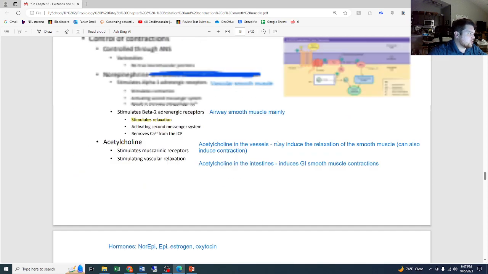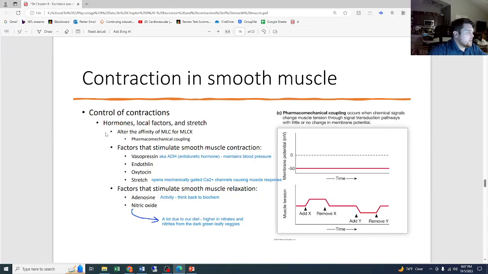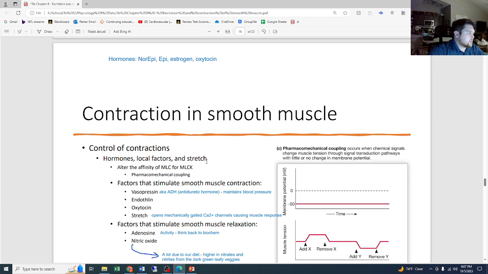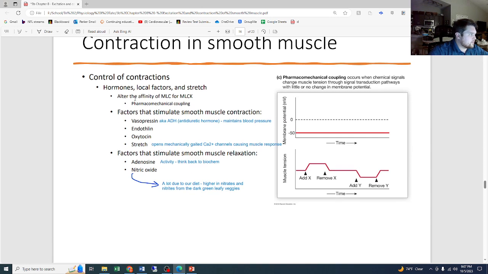Along the same lines of the control of contractions, we talked about norepinephrine and acetylcholine. There are other hormones, local factors, as well as stretch. Norepinephrine and epinephrine are cool because they can be both a hormone released in the bloodstream as well as a local neurotransmitter. So both of those have that added effect, which is cool. As well as estrogen and oxytocin.